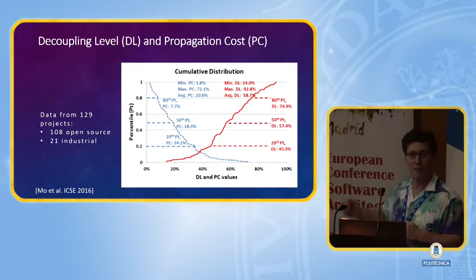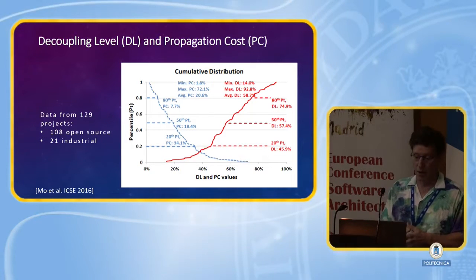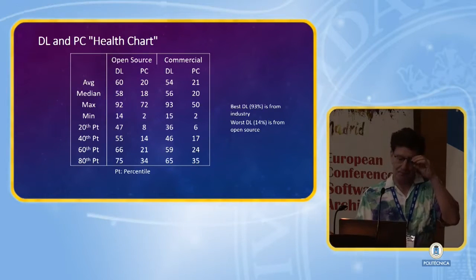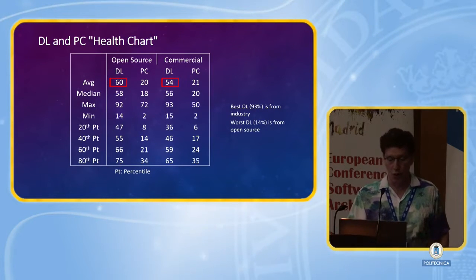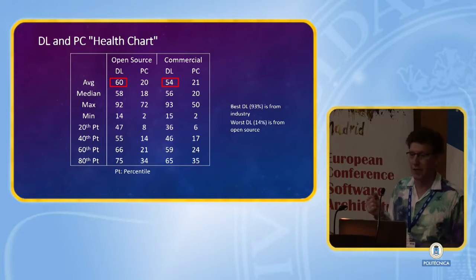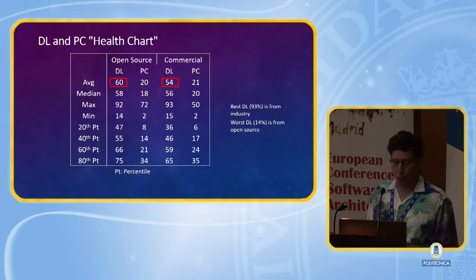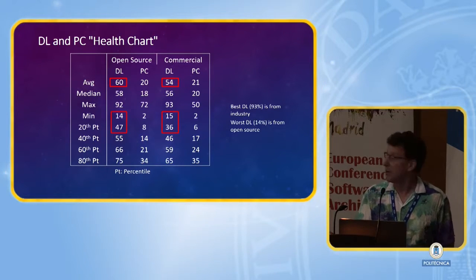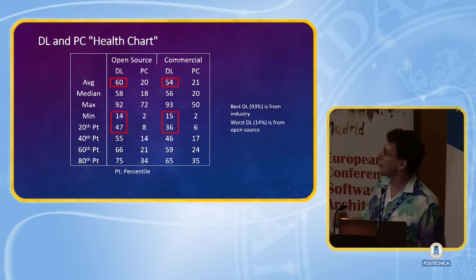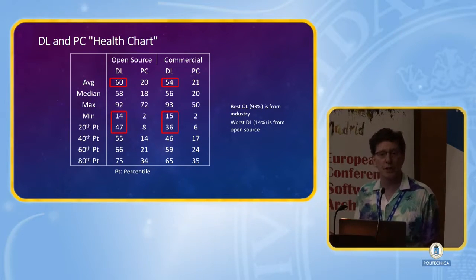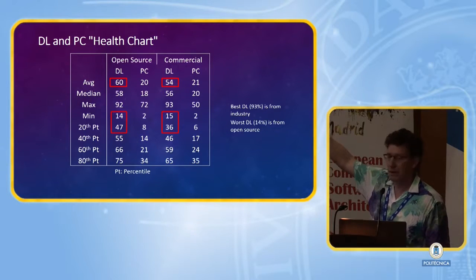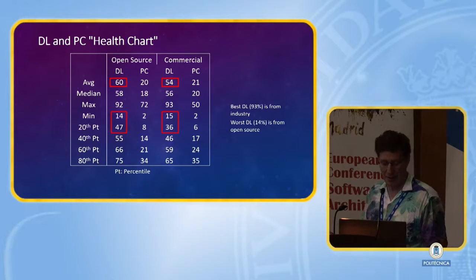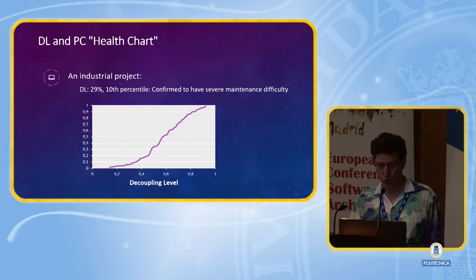So in this 2016 paper, we analyzed 129 projects, 108 open source and 21 industrial. And we can start to talk about what's a normal project. So the average commercial project had a decoupling level of 54. The average open source project had a decoupling level of 60. But you can see the minimum number, 14 and 15, is pretty similar. So there wasn't a big difference between open source and industry projects. So the best DL that we ever saw, 93%, was from an industrial project. That's only slightly better than the best open source project of 92.